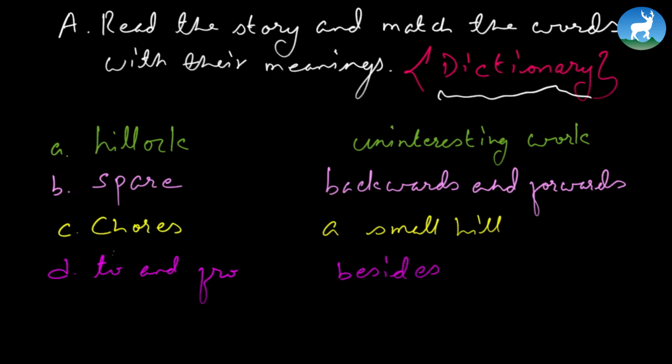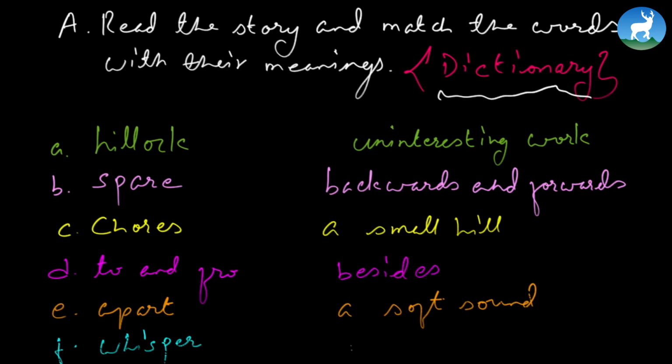Right. Number E, we have apart. On the other side, we have a soft sound. Finally, number F, we have whisper. On the other hand, we have free. All right. So there you go. Get help from the dictionary and match the following.